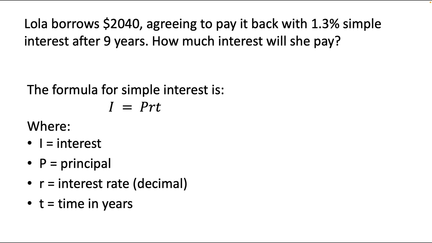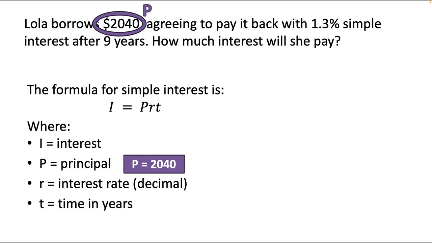time in years. Let's read through the problem again, but this time we will identify the variables that are either given or that we're looking for in the problem. Going back to the start, it says Lola borrows $2,040. Since this is the amount that she is borrowing, this is our value for P, or the principal. This is our initial amount of the loan. So P is equal to $2,040.